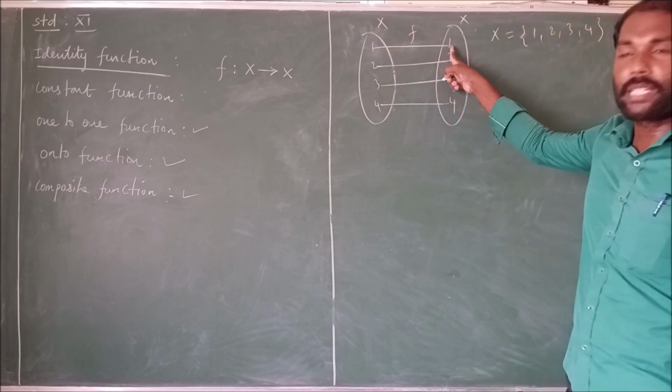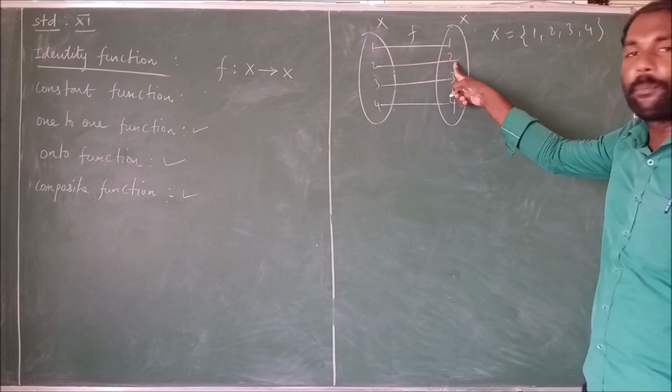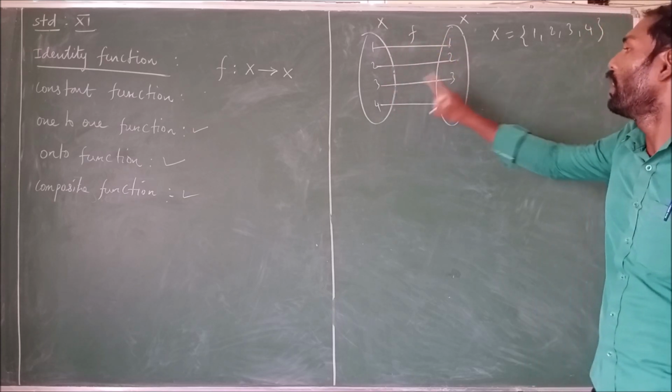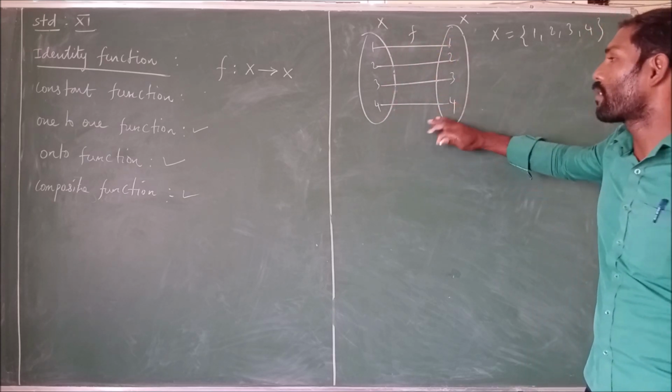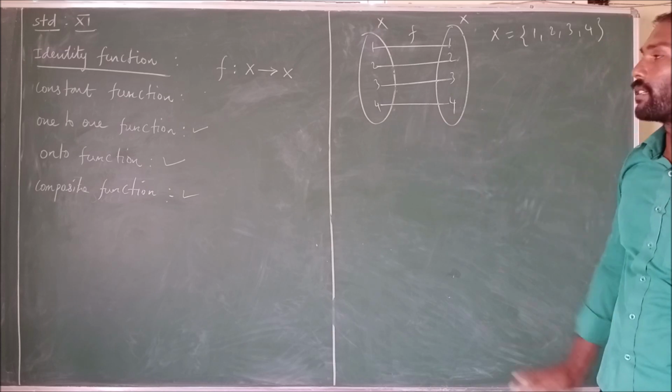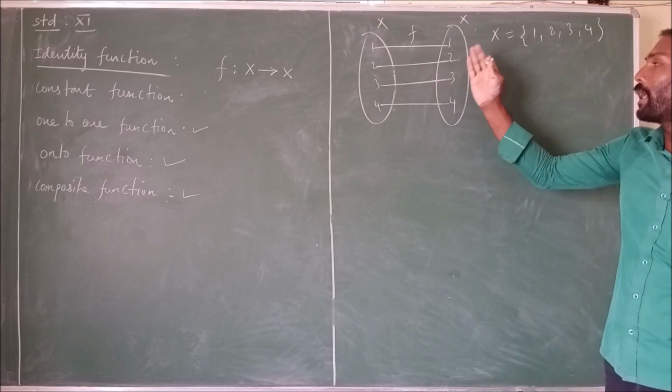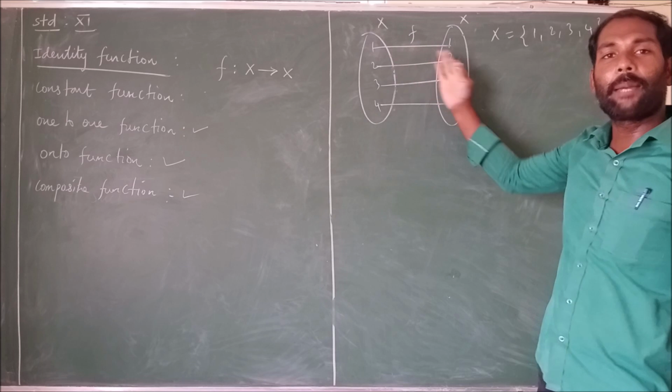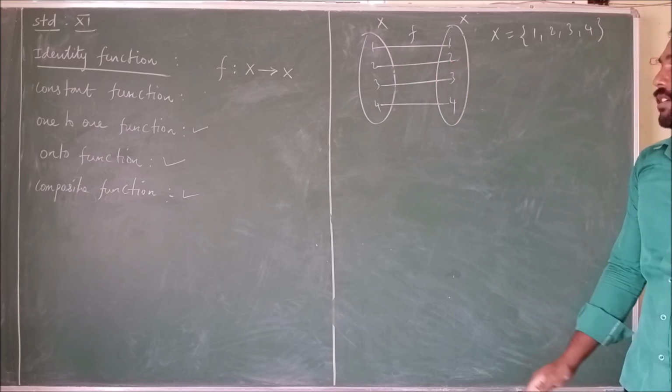1 is mapped to the same 1, 2 is mapped to the same 2, 3 to the same 3, 4 to the same 4. It is called the identity function. Clear that? Each element maps to the same element. It is called the identity function.